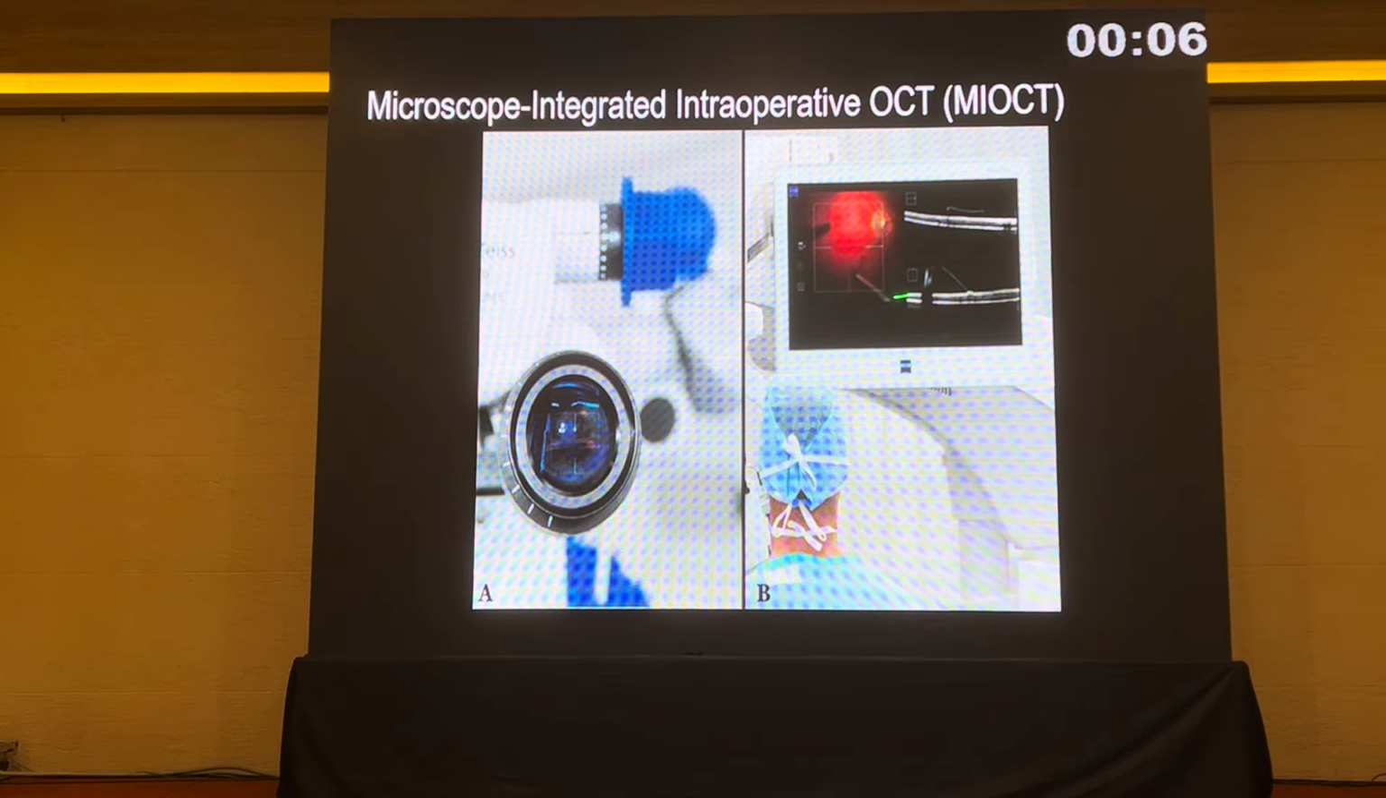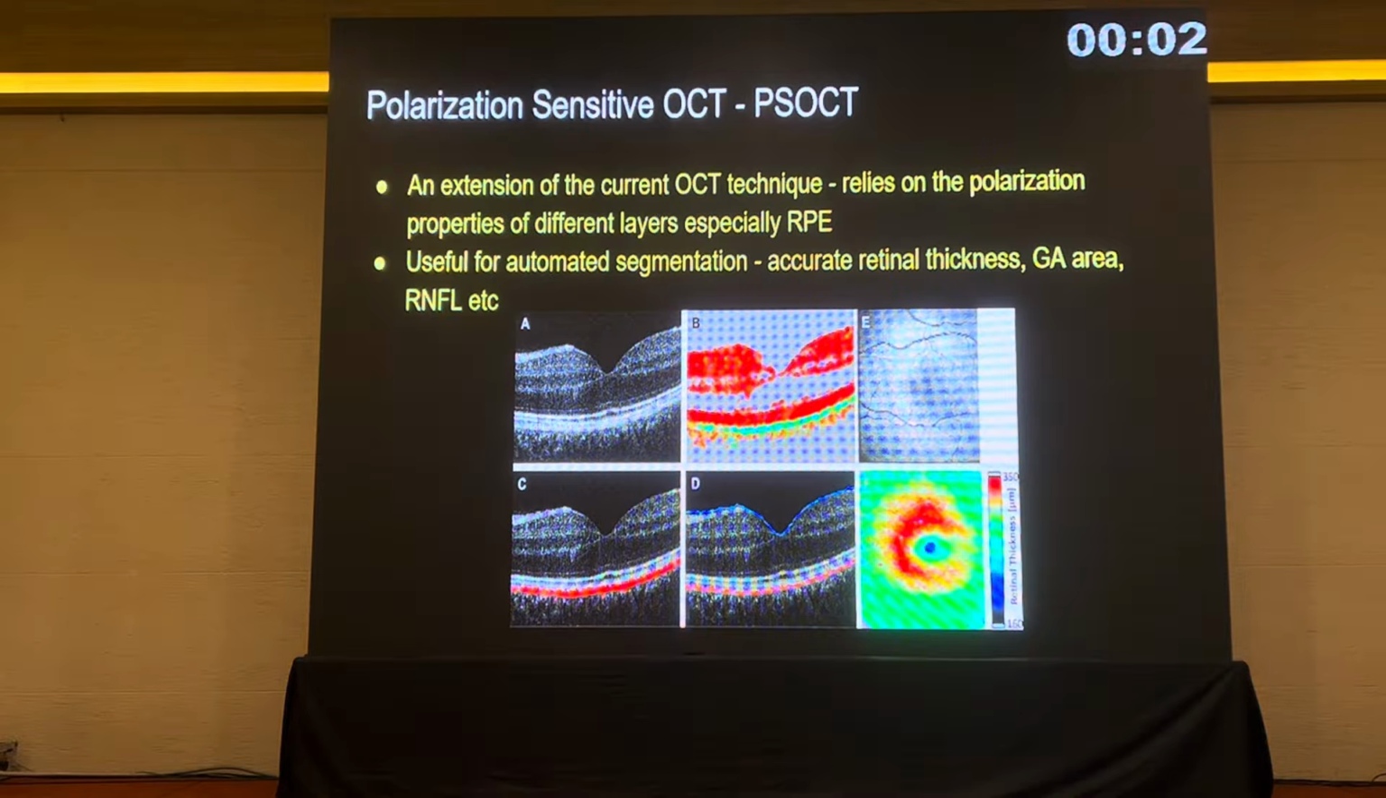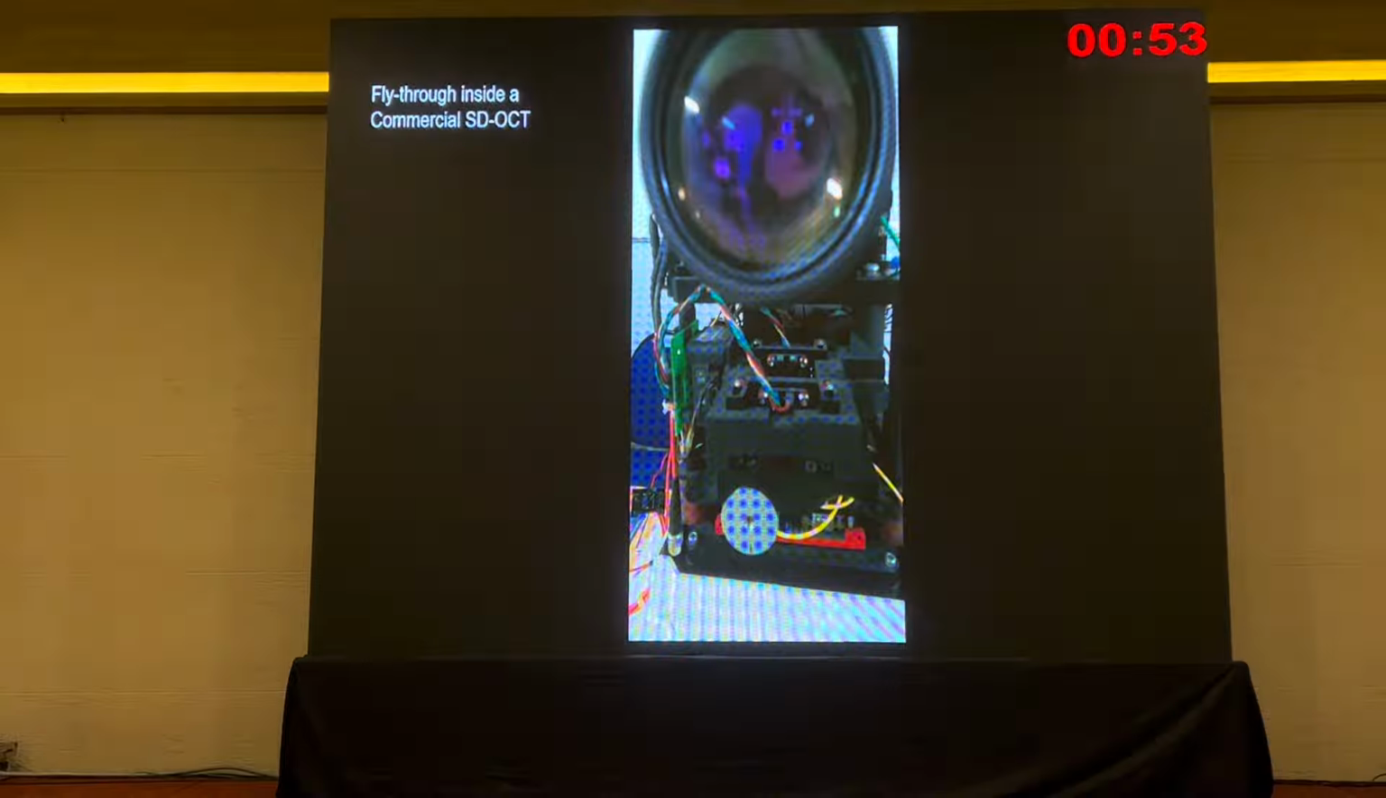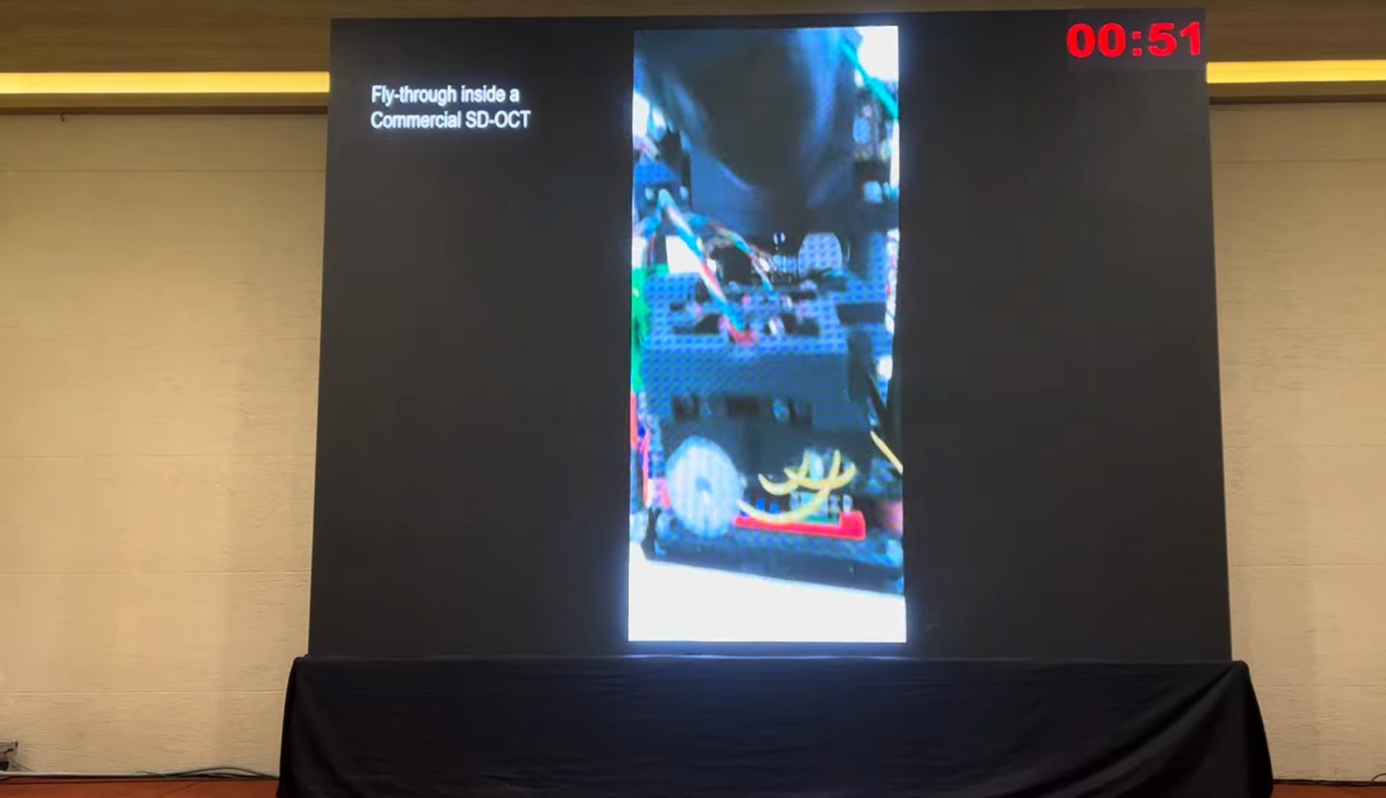You can have the OCT on a microscope, which can give you on-the-fly decision making, and we have functional OCTs like polarization sensitive OCT, which can help in making exact GA assessment, and adaptive optics makes cellular layer visualization much better. This all started with the Michelson's interferometer.